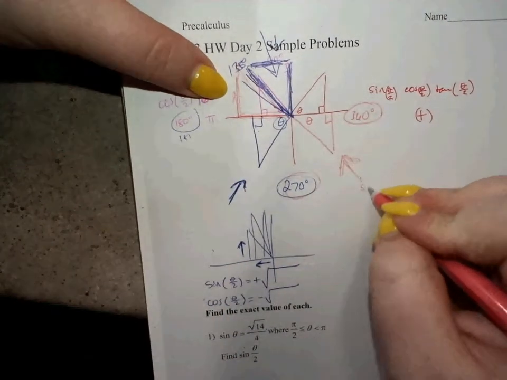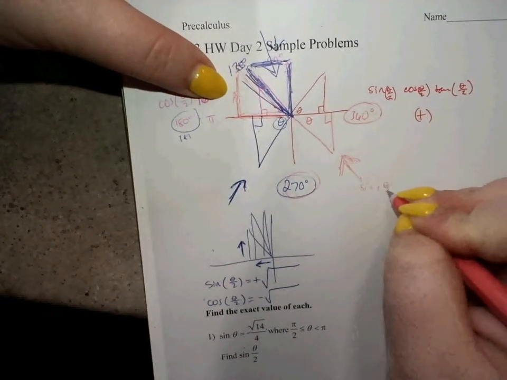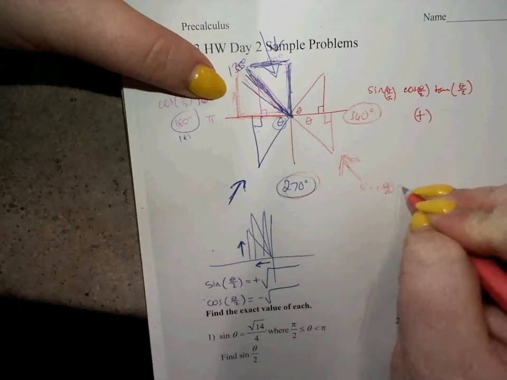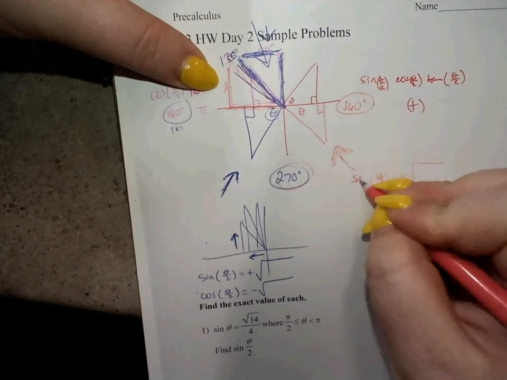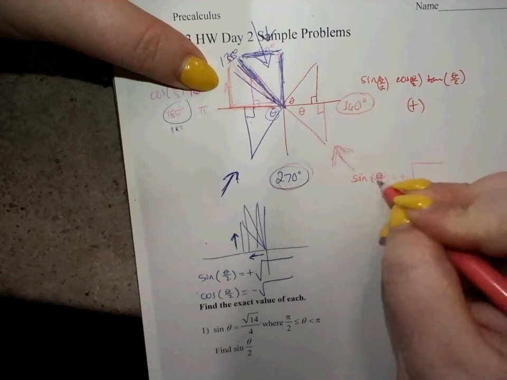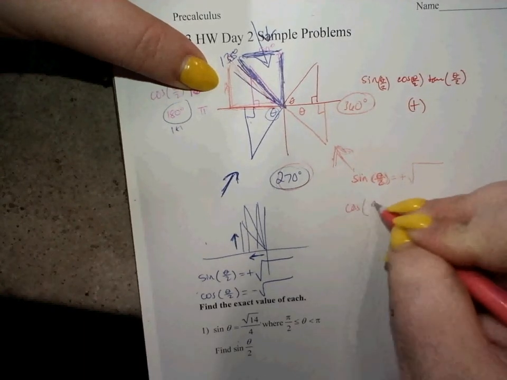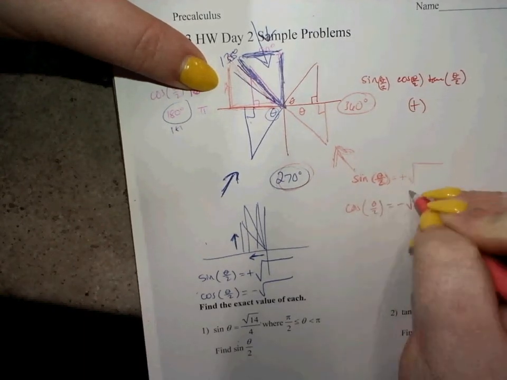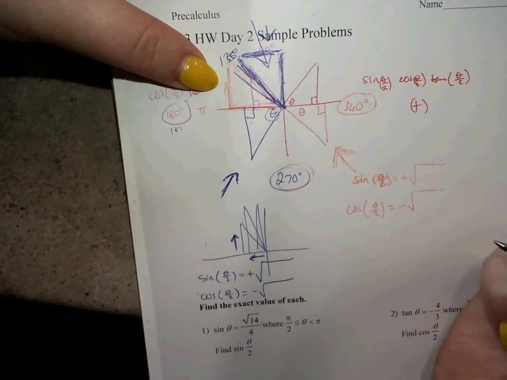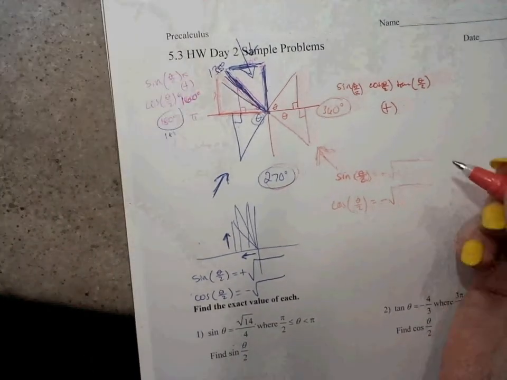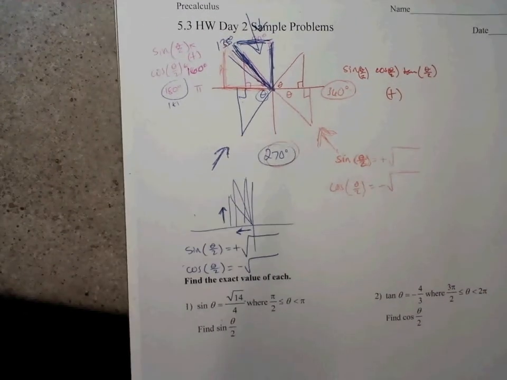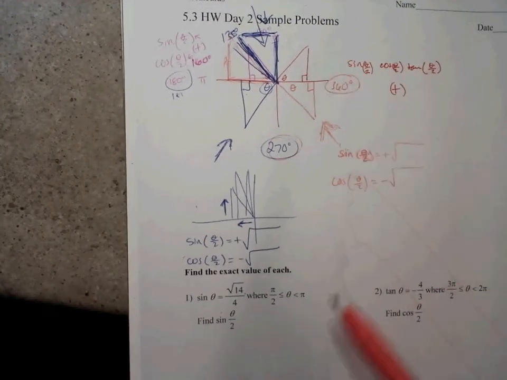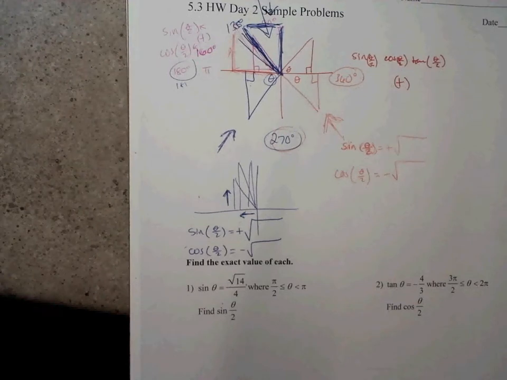Sine is still going to be positive, and cosine of the half angle is going to be negative. Okay? Which means no matter the angle, if it's between 0 and 360, the sine is always going to be positive. Now, if I go outside of 360, then you run into a little bit more interesting situations.